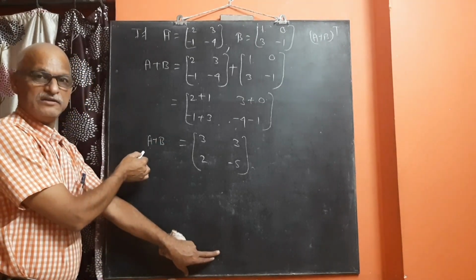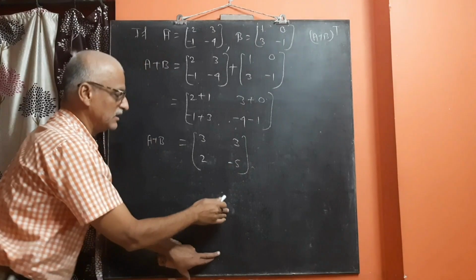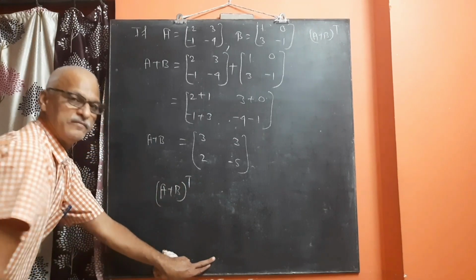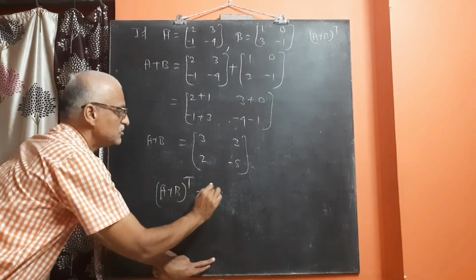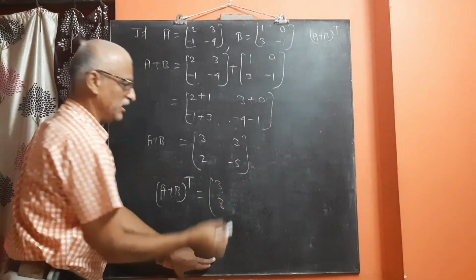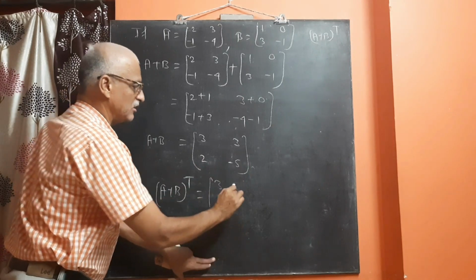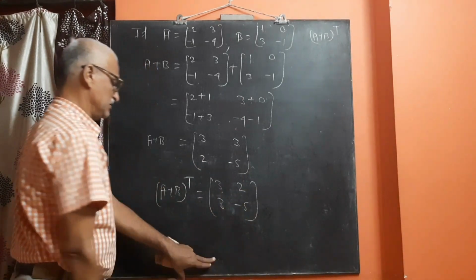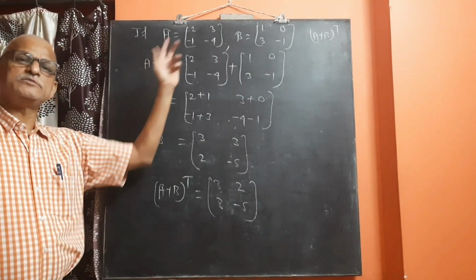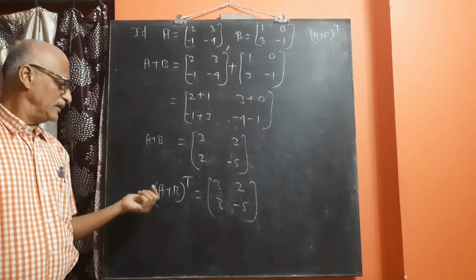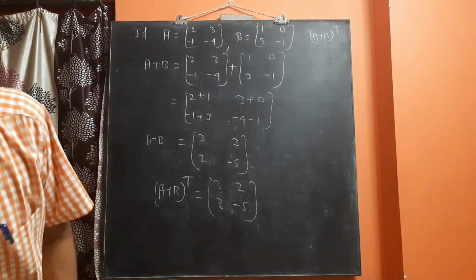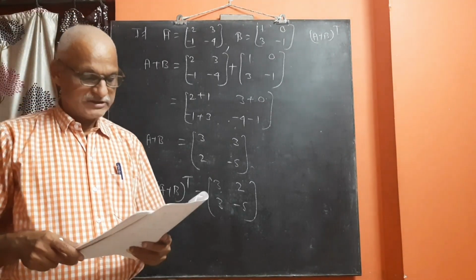What do we have to find out? We have to find out the transpose of A plus B. Now from this matrix we will get (A plus B) transpose, that is equal to, now what will be its transpose? The first row will become the first column, so 3, 3. The second row will be the second column, that means 2 and minus 5. So that is the transpose of A plus B. So we have found out A transpose plus B transpose. Then in the second condition we have got the value of transpose of A plus B. That is our first problem for today's lecture.